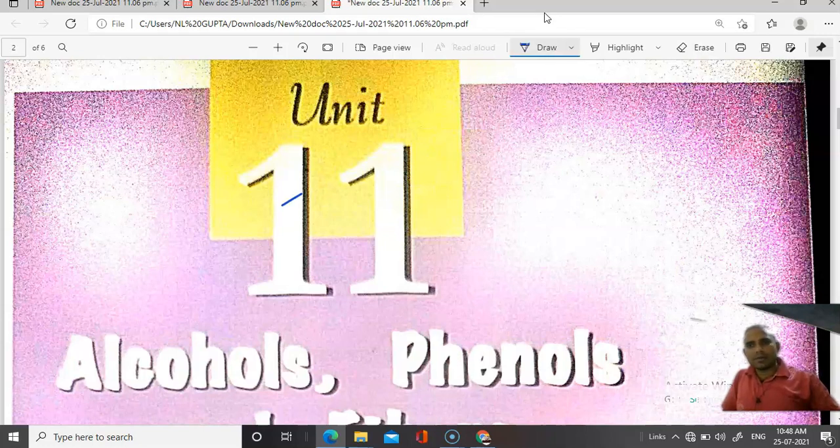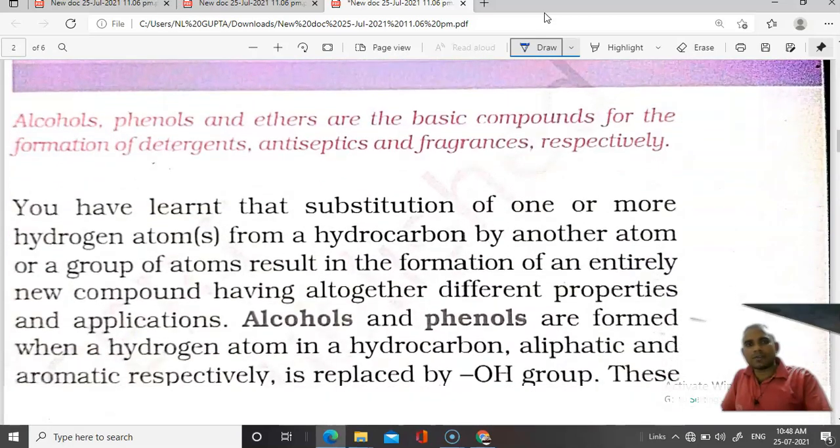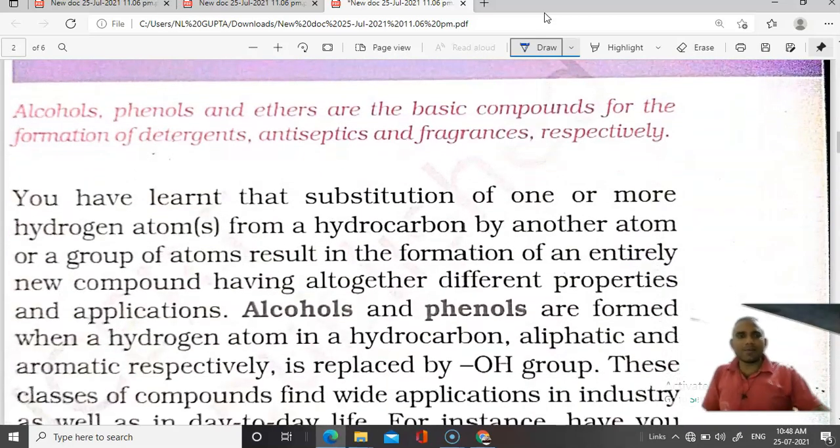Okay, so let's have a look over the 11th standard chapter. We are going to start alcohols, phenols and ethers, students. From the beginning we are going to start from the NCERT. Let's have a look over it. That is what is mentioned in NCERT, students.